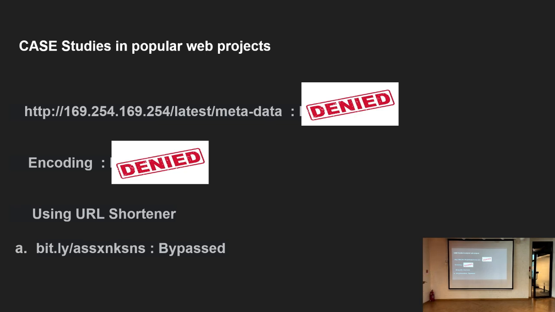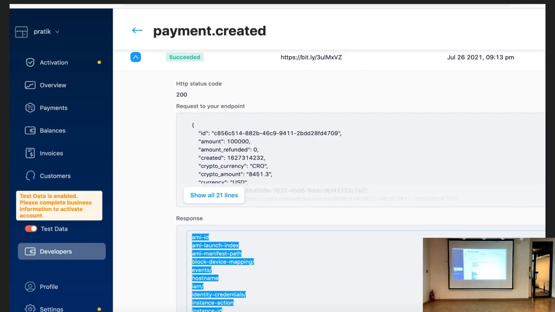And then next slide. And then this is the dashboard. So I created and saved that webhook, and then to trigger those webhooks you need to make some requests, like you have to create some payments, then only the webhook will get triggered. So I created a dummy invoice, and it triggered the webhook, and as you can see in the response, I am able to hit the AWS metadata IP. So this is how it looks.